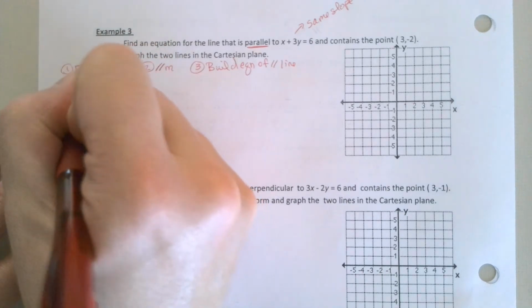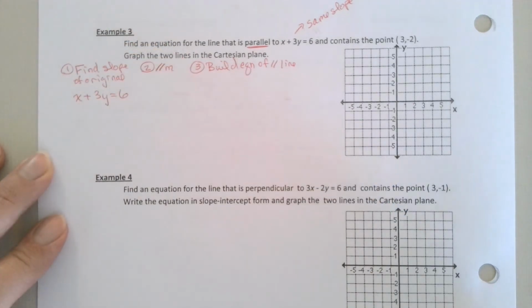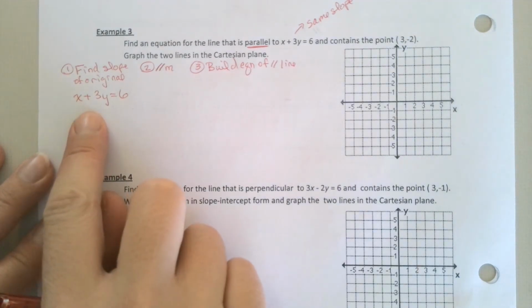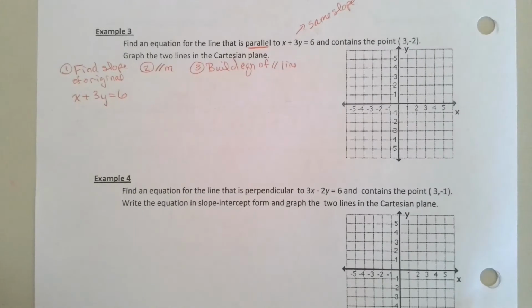All right, so let's find that slope. The original equation is x plus 3y equals 6. And again, that is in standard notation. We want to put it in slope-intercept notation.